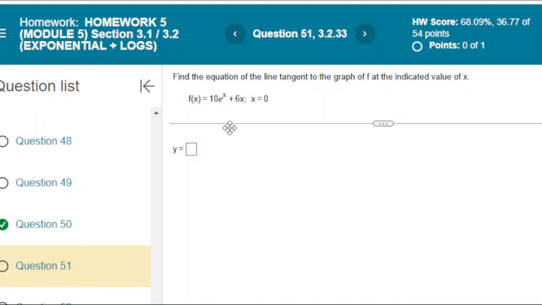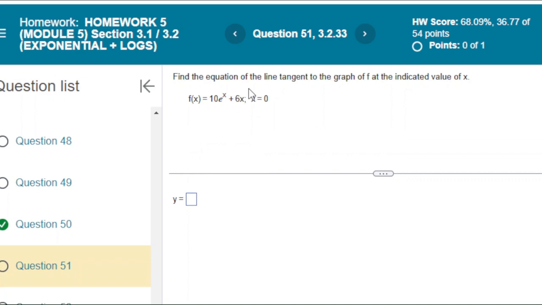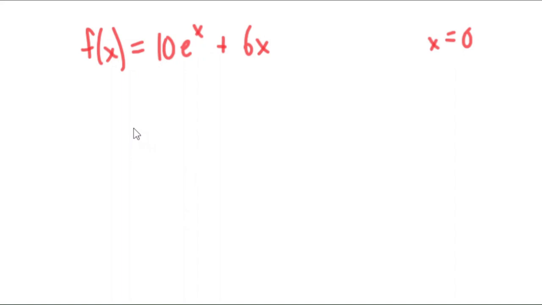Okay, now the next couple have to do with finding the equation of a tangent line. Find the equation of the line tangent to the graph of f at the indicated value of x. So our function is f of x equals 10 e to the x plus 6x, and we're trying to find the equation of the tangent line at x equals 0. Okay, well, first we need to find the slope of the tangent line at x equals 0. So how do we do that? Well, we find f prime of 0. But in order to find f prime of 0, we need to first of all find f prime of x. So f prime of x, what's the derivative? Well, the derivative of 10 e to the x will be 10 e to the x. And the derivative of 6x is just 6.